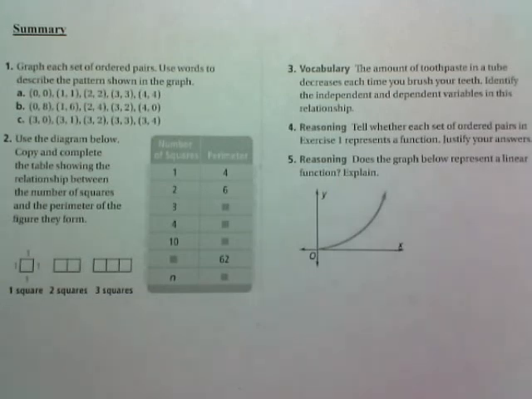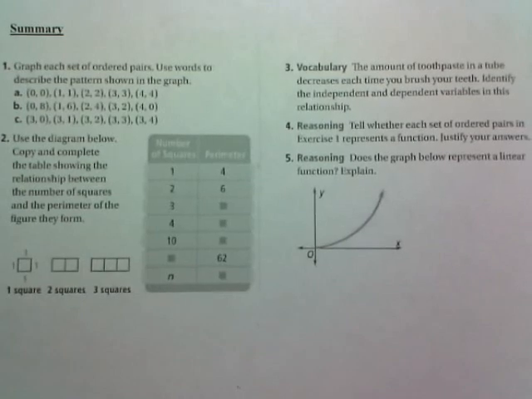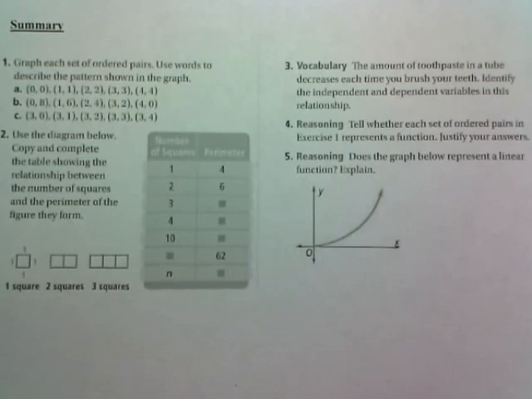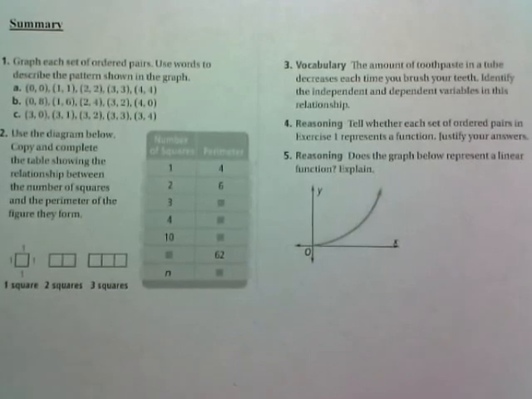Number 2, you need to complete that table to show the relationship between the number of squares and the perimeter of those being formed. So just fill in the missing pieces to this table. That is an N, so think about this would be your equation. What would that look like if you didn't know the number of squares? 3 is a vocabulary question, so be sure to read through that and answer that one completely. And then 4 and 5 are reasoning questions. Please make sure that you justify your answers and explain completely.